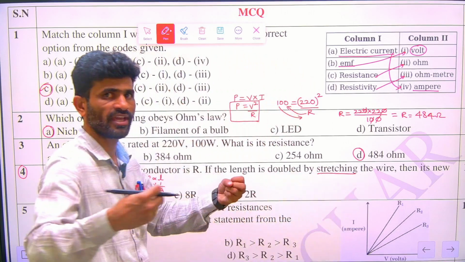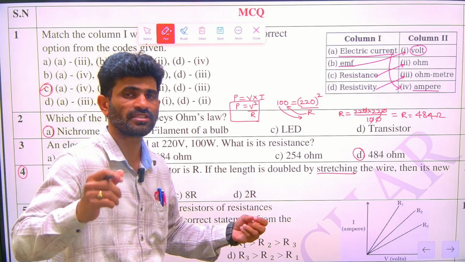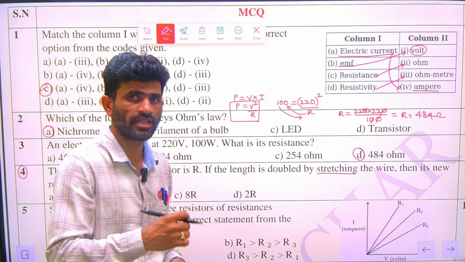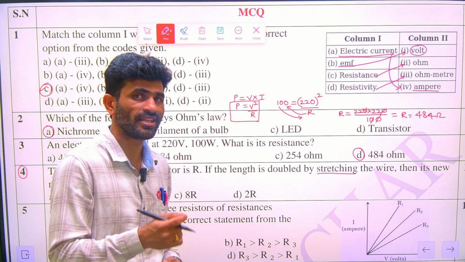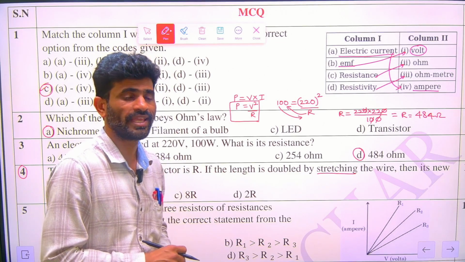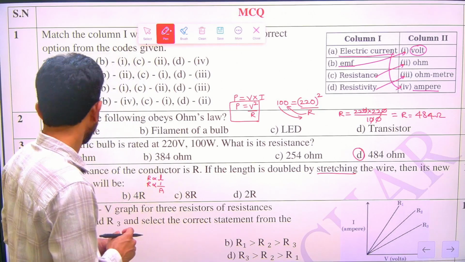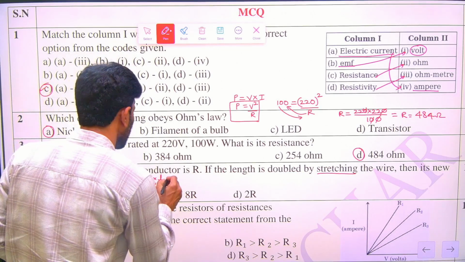When you stretch the wire, what happens? Length will be increased, and at the same time thickness will be decreased. So when thickness is decreasing, what should we understand? Area is getting decreased. Area is made half. So what happens here?